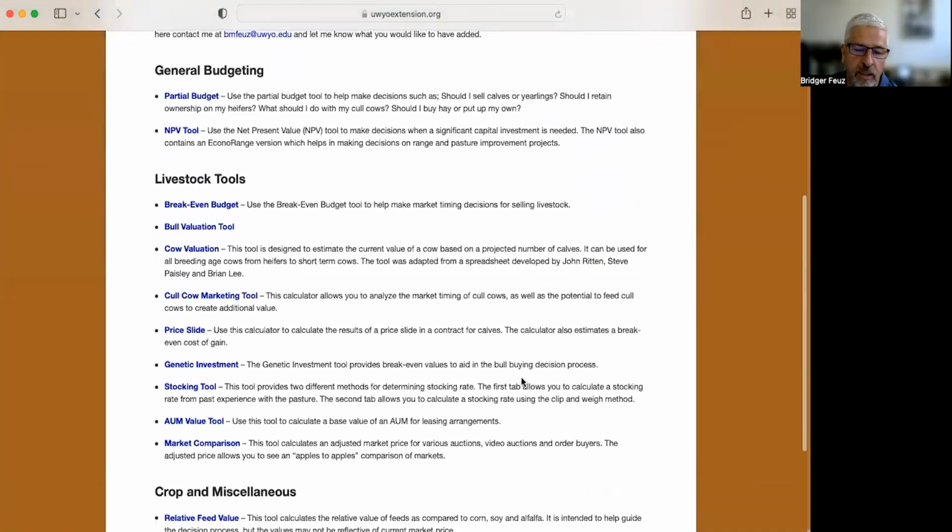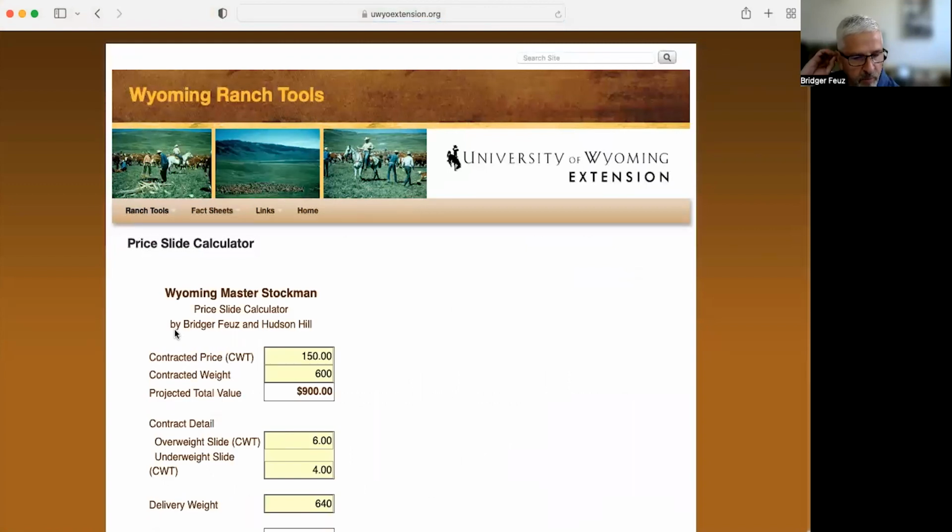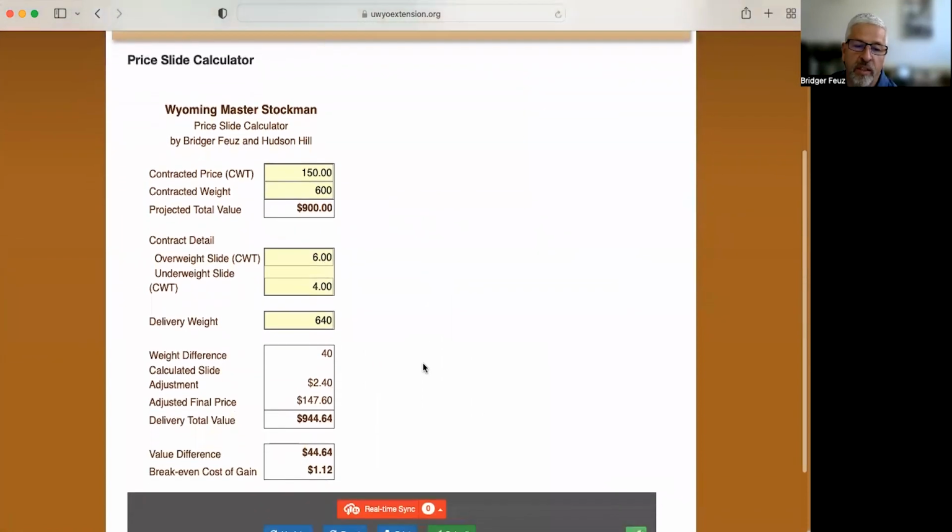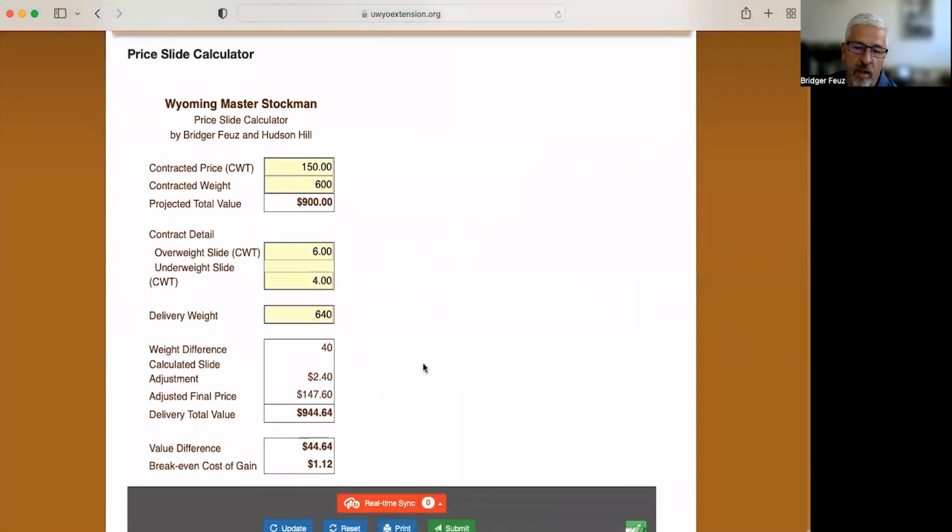Price slide calculator is actually the tool that gets used the most on the website. So we select price slide calculator here. This calculator helps us determine if the price slide in a contract is a fair price slide for us, or if we need to think about managing our calves differently. So the way this calculator works, you would enter your contracted price. If you contracted calves at $150 a hundredweight and their contracted weight was 600 pounds, that means you have a projected total value of $900 per calf.